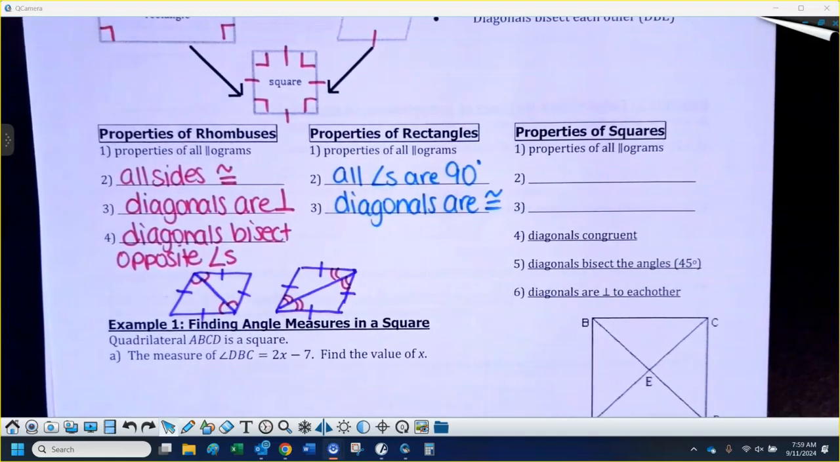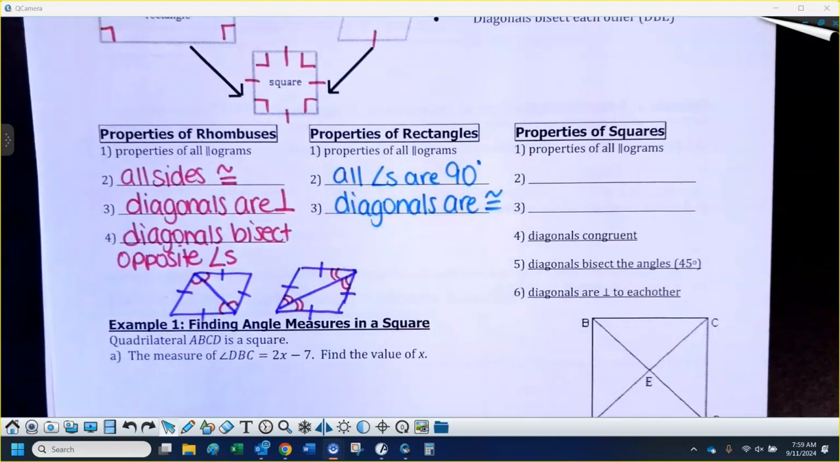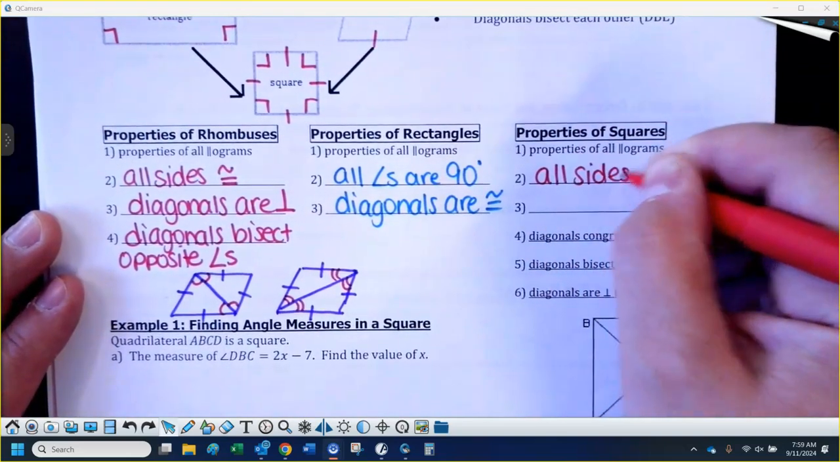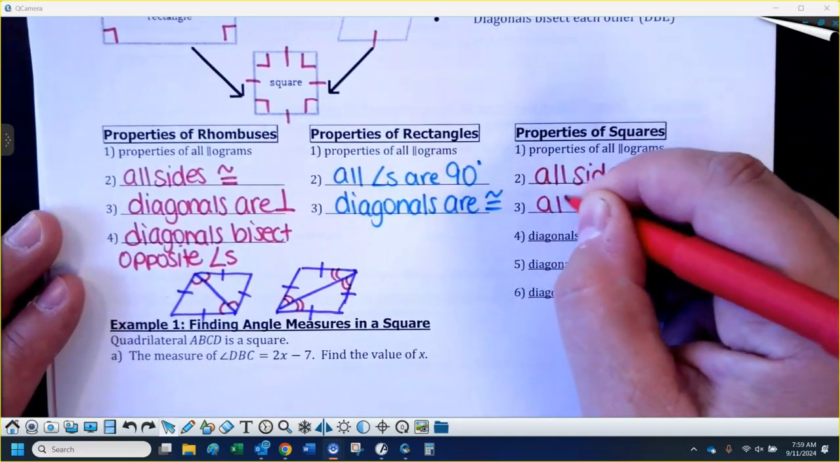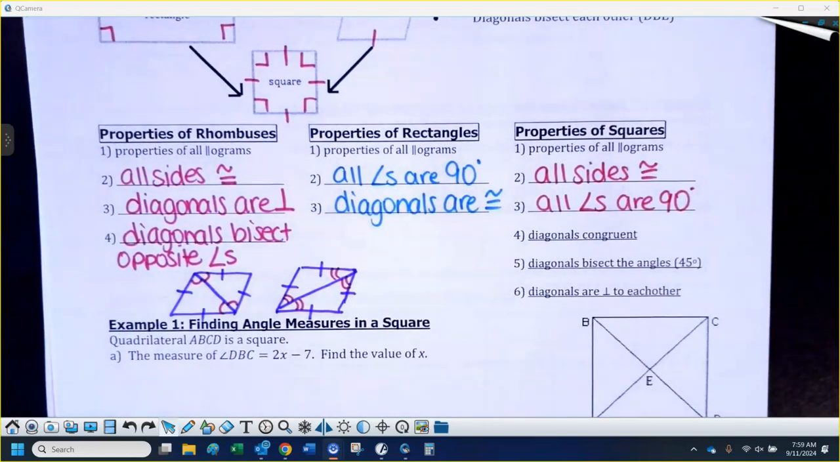Now, the square literally has all the properties of all these shapes. So all the properties of the parallelogram. Definition of the square is what I'm going to fill in for the next 2. All sides are going to be congruent, and all angles are 90 degrees. It also has, like the rectangle, the diagonals will be congruent. Like the rhombus, the diagonals are going to bisect angles. We're going to talk about that in the next example. And then like the rhombus, also the diagonals will be perpendicular to each other.